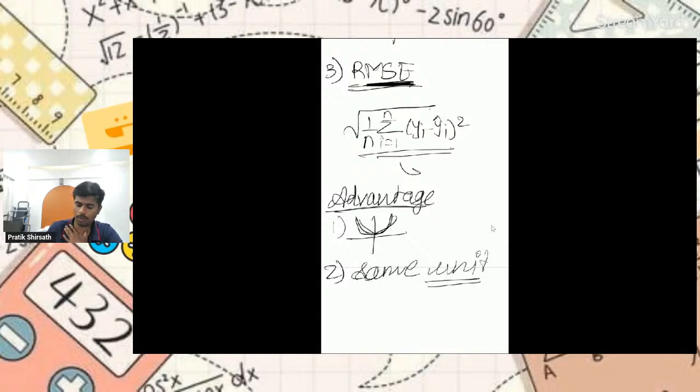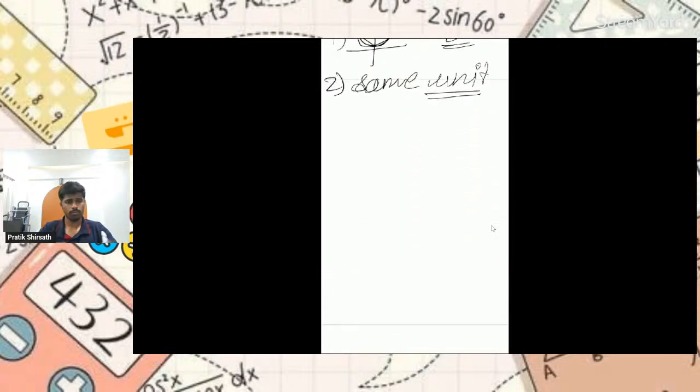Of course, if I'm applying a root and they're inside a square, it nullifies, it cuts off, and then I get a normal unit. If LPA was my unit, then in MSE what unit was I getting? LPA square. But in RMSE, if LPA is my y-axis unit, then what will be my main answer? Same, LPA, because root and square get cut off. Simple. Okay.